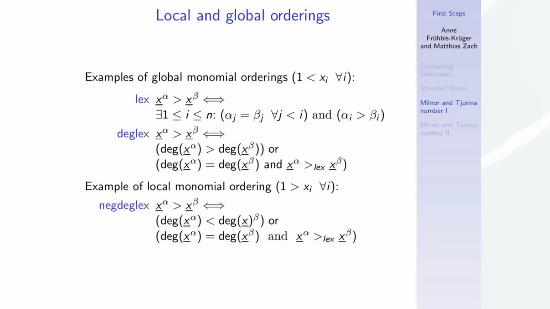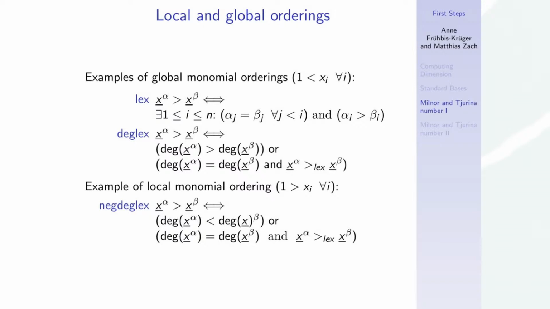For a degree lexicographical ordering, it's a bit more subtle. We look first at the degree of those exponents of those monomials, x to the alpha and x to the beta. And if the degree of the first one is bigger than the degree of the second one, then the first one is bigger than the second one. And only when we get to the case that the two degrees coincide, we'll continue with a lex comparison with the comparison we had up there. And you see, a global ordering means that the bigger degree wins in a degree lexicographical ordering.